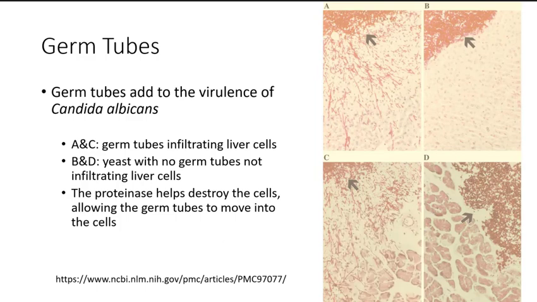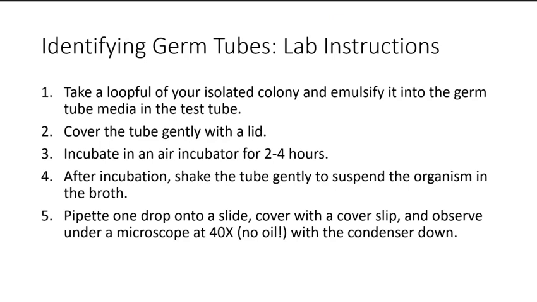Oops. Stupid PC. Okay, so identifying germ tubes, here are the lab instructions. First off, I want to say 95 to 97% of Candida albicans will grow germ tubes or develop germ tubes in the broth, reagent broth.